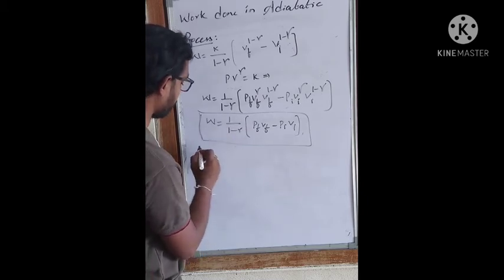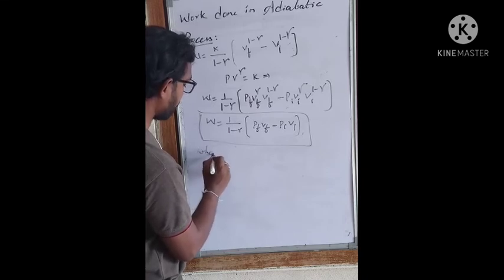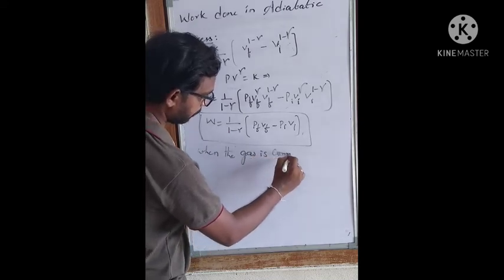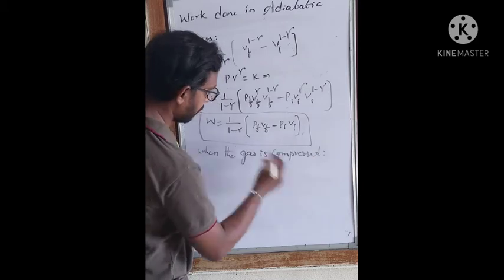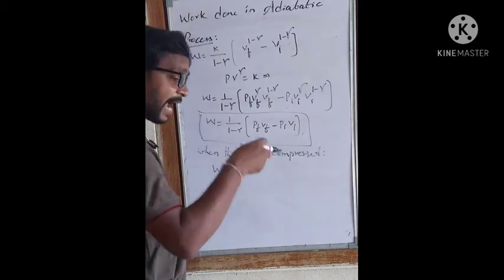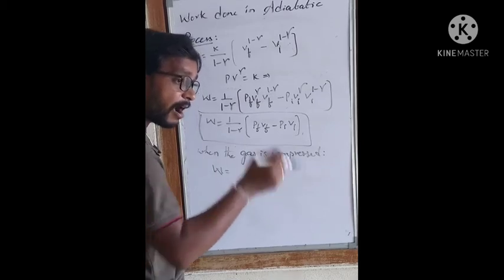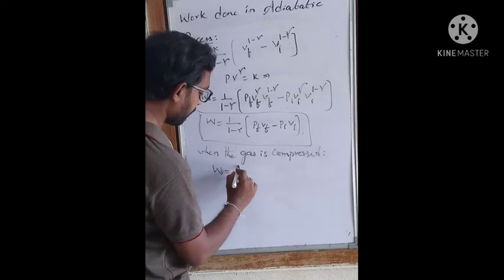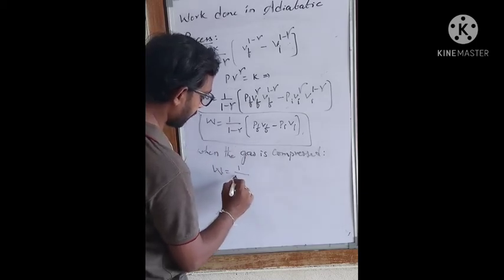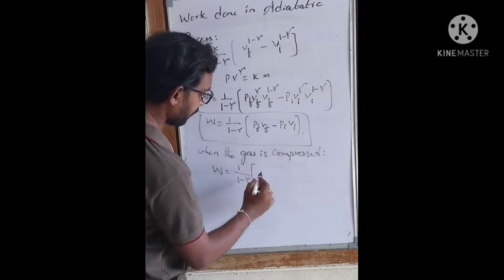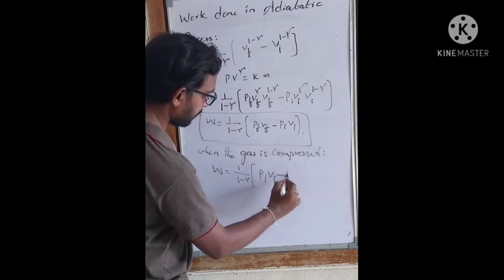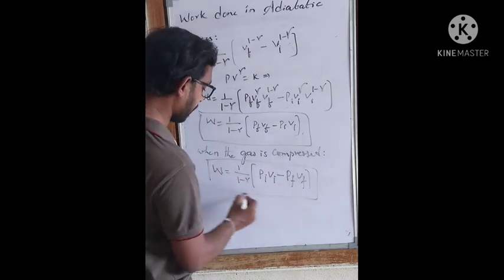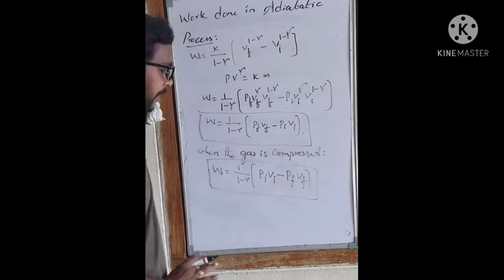For example, when the gas is compressed, we'll write this as W equal to, since when the gas is compressed the work done on the system can be taken as negative. Already I told you. Then multiplying with minus, we get 1 by 1 minus gamma into Pi Vi minus Pf Vf. Okay, so this is the work done during the compression of the gas.